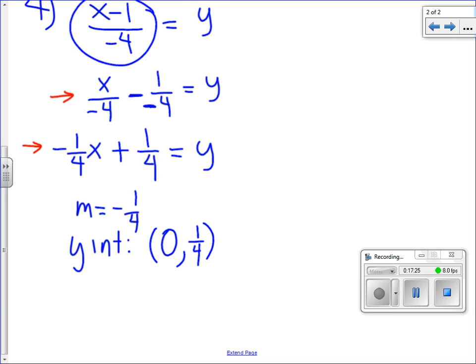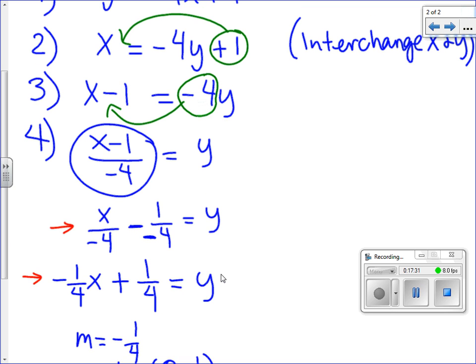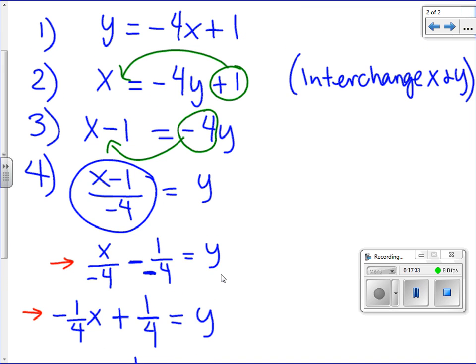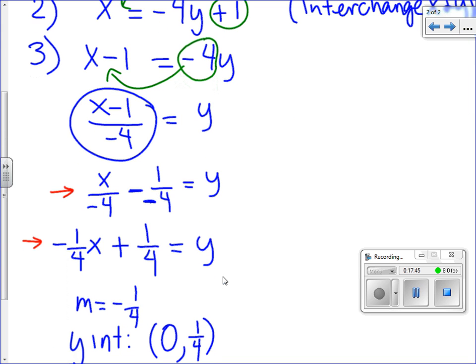Okay, but we were not doing that. We were finding the inverse, right? So let's go back. We already solved for y. Oh, did I skip a step or something? Oh, this was still part of step 3. I'm sorry. What were you saying? So that would be step 4, right?